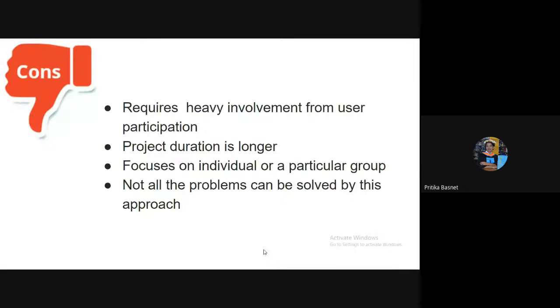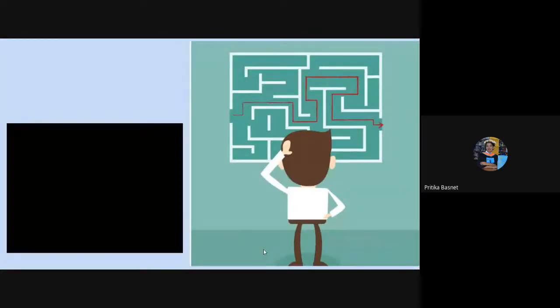Another, the cons or limits of design thinking: it requires heavy involvement from the user participation, and it is a project, and the project duration may be longer if the problem is vague and the focus is on an individual or a particular group only. Sometimes we cannot generalize the prototype, the model that we have developed, to other groups of the population. So not all problems can be solved by this approach. So this much for the first agenda.